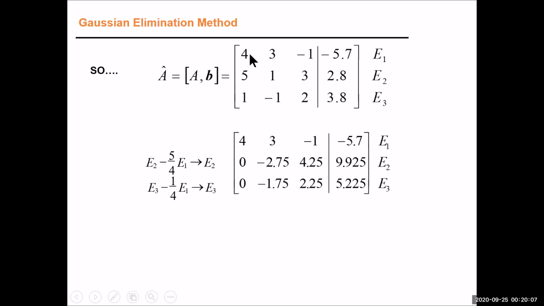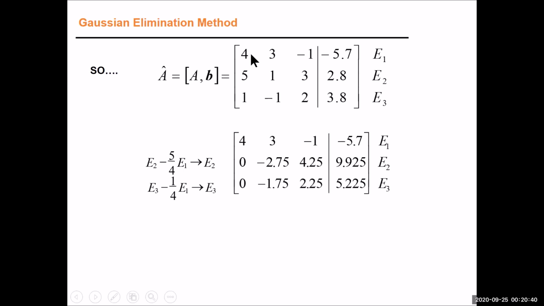So let me just say that again. This is the number we want to make zero. The pivot element is on the diagonal line. This is the diagonal line, and this is the pivot element, right on top of this. So the ratio is the number that you want to make zero, which is 5, divided by the pivot element, which is 4. So you have a 5/4 ratio.